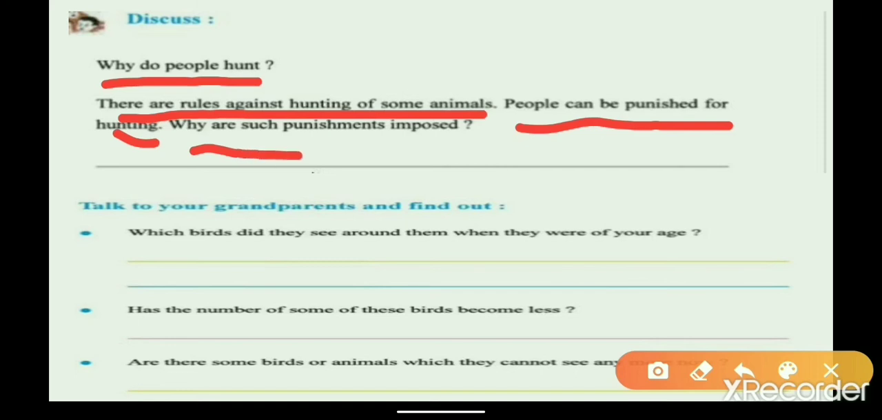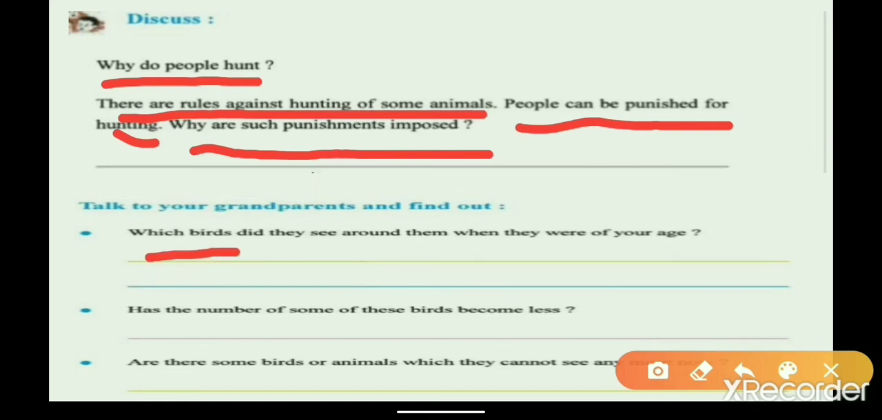Why are such punishments imposed? There are punishments if we find someone hunting animals. So why do they punish? Provision for this punishment has been made to save animals. To save animals, they started punishing the people who are hunting.